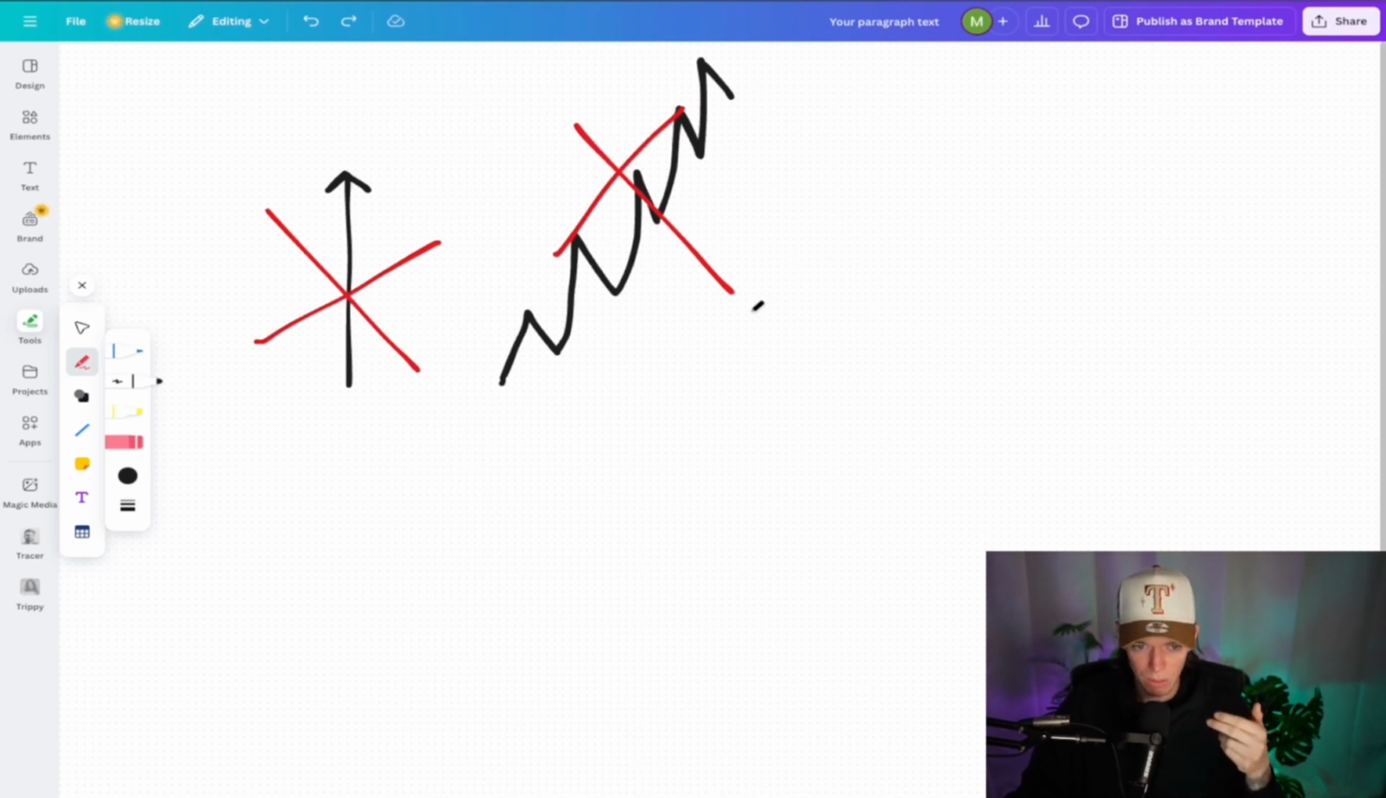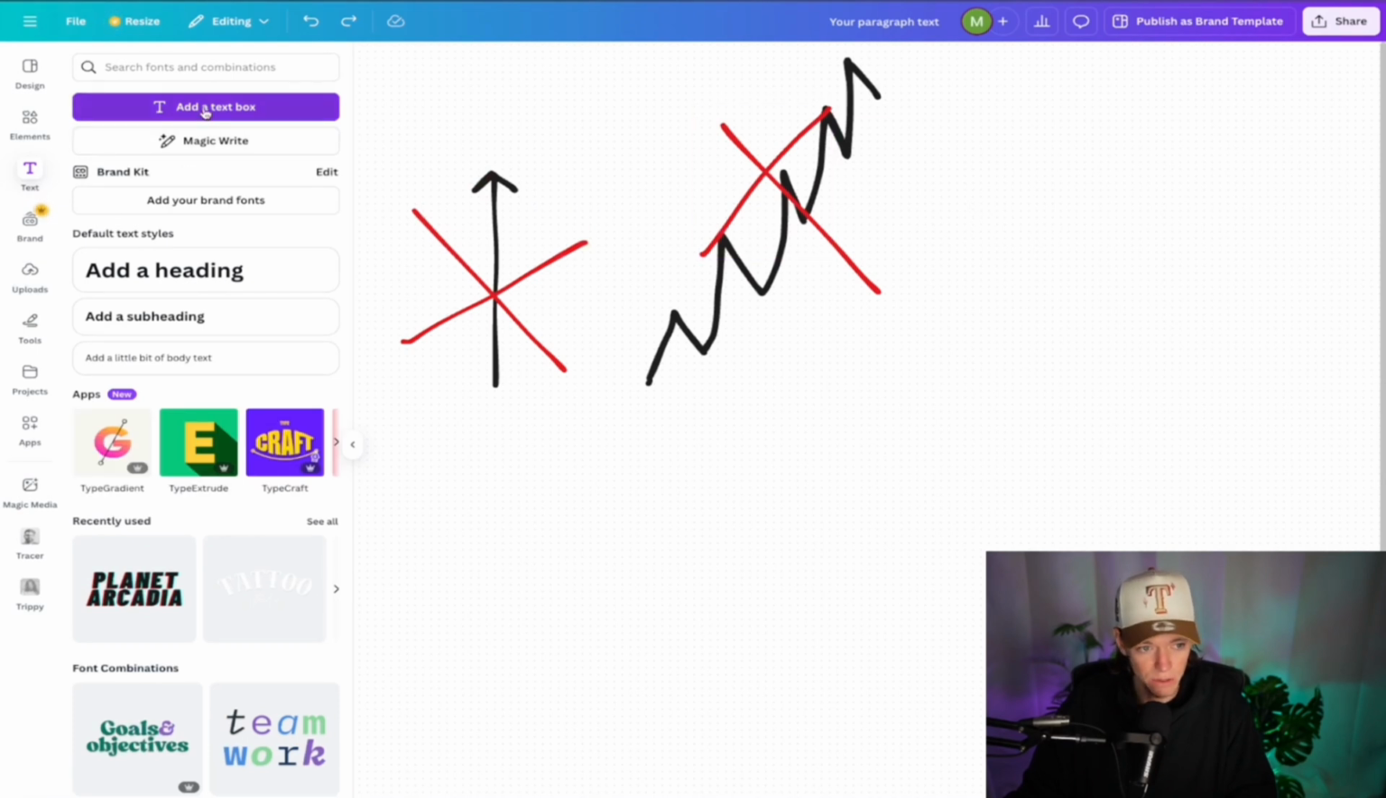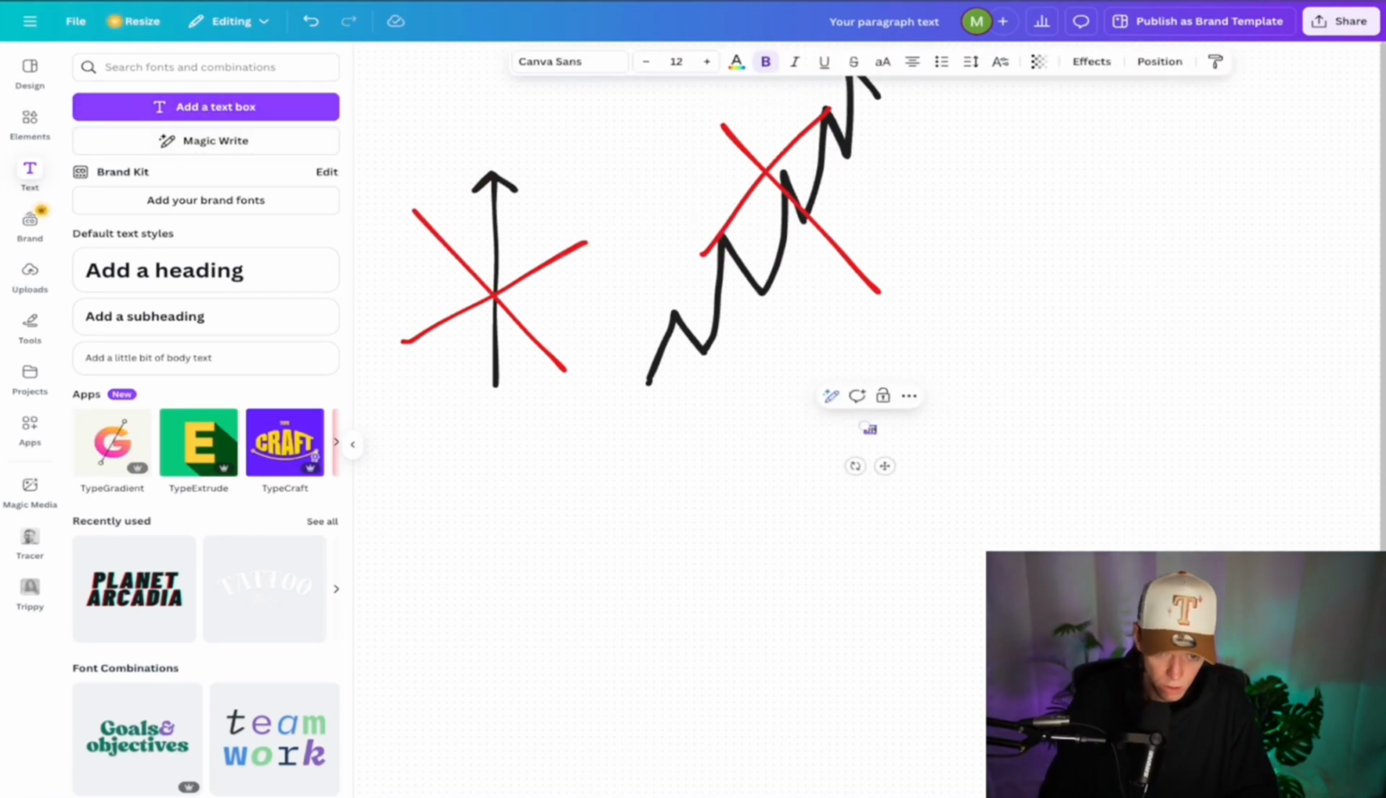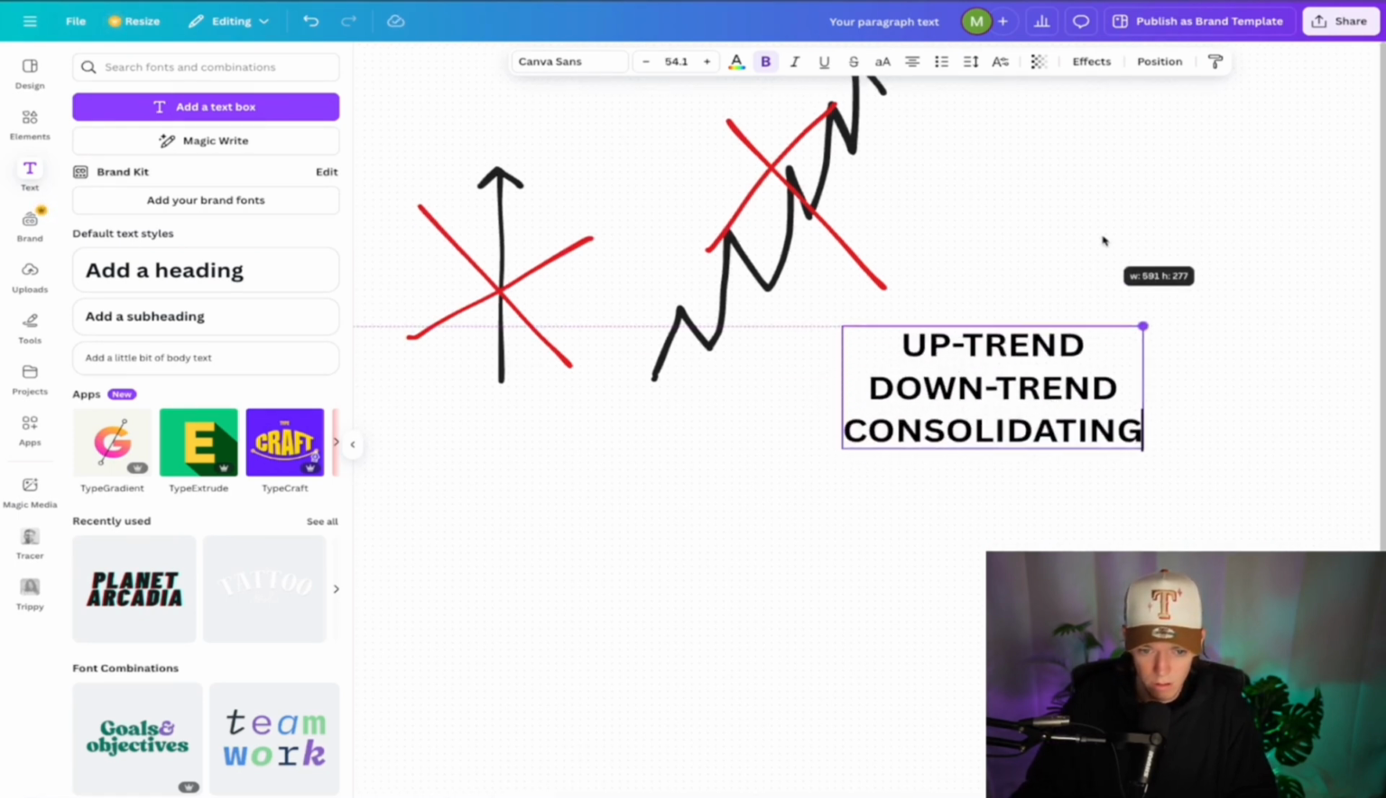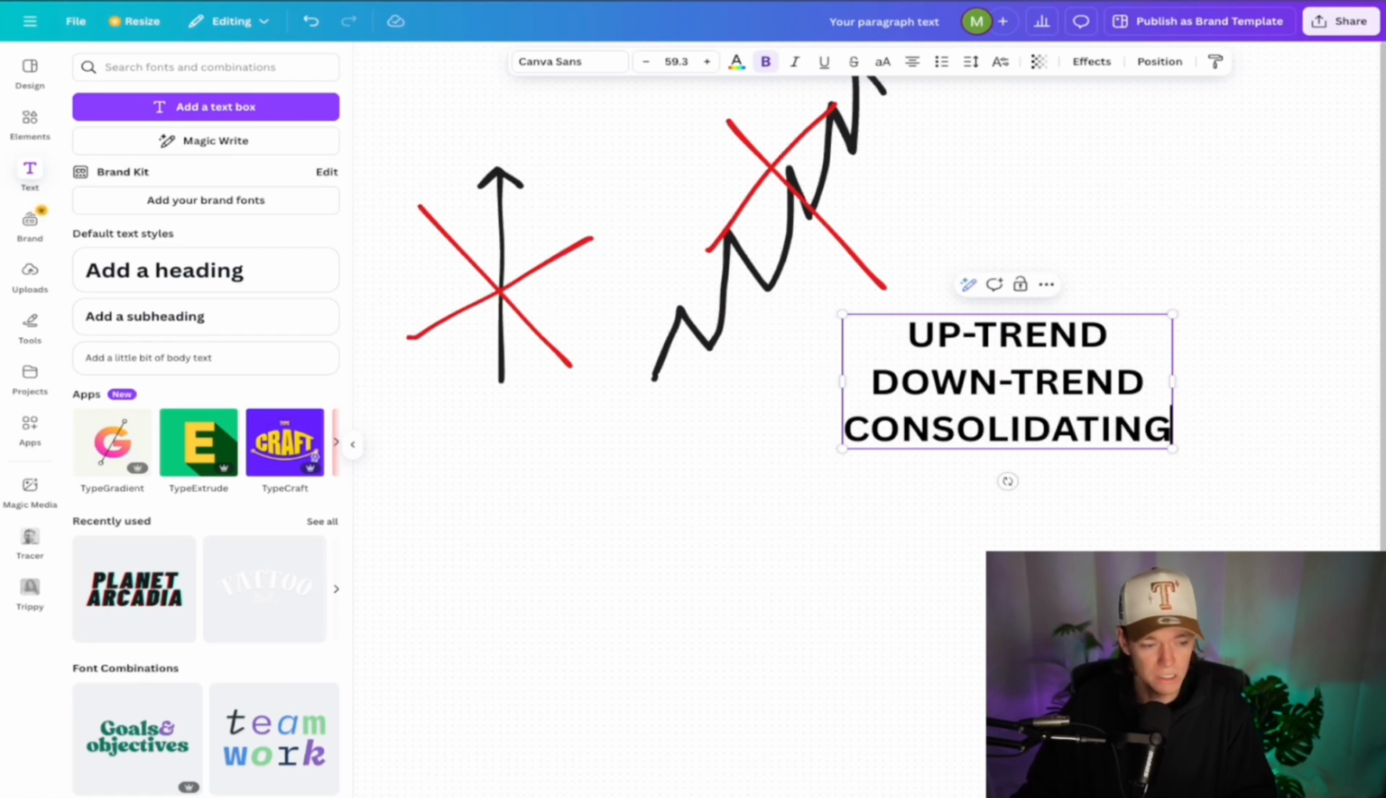What my goal is today is to very quickly and briefly show you how to read whether the market is doing one of three things. The market is either going in an uptrend, a downtrend, or it's consolidating.